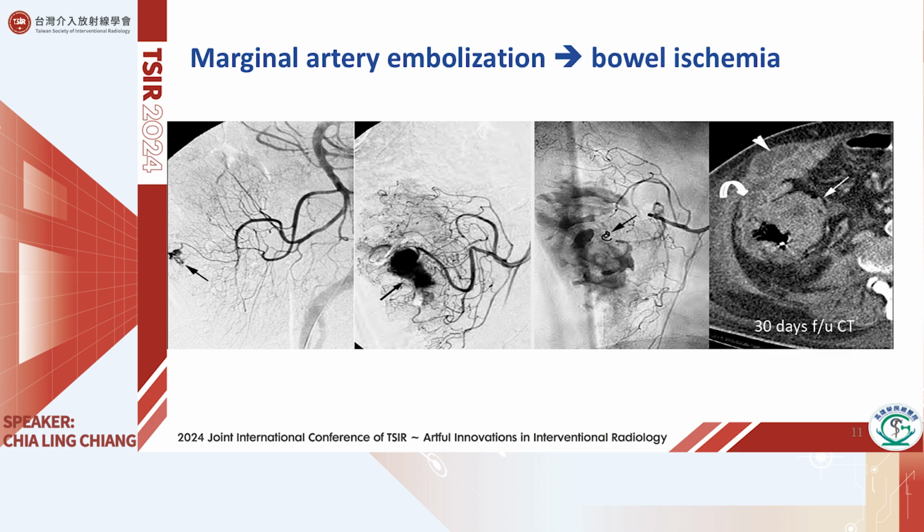For example, in our case, the SMA angiography shows an active extravasation at the ascending colon. However, our microcatheter was unable to reach the vasa recta. So a microcoil was placed at the nearby marginal artery. 30 days later, the patient got sepsis, and the CT revealed overt bowel necrosis and perforation. So marginal artery embolization does carry a very high risk of bowel ischemia.